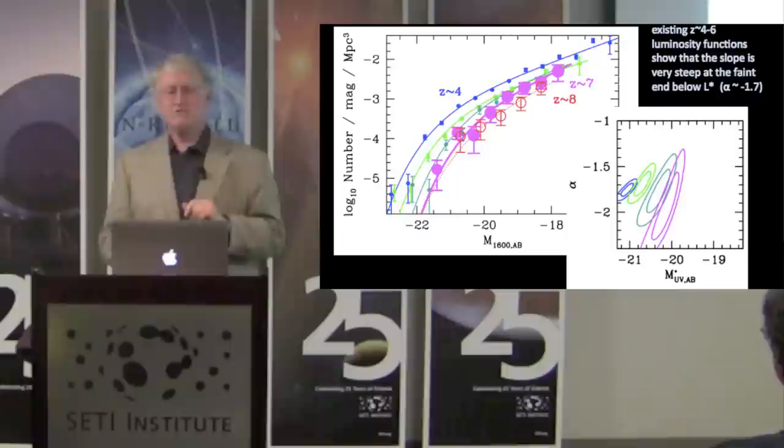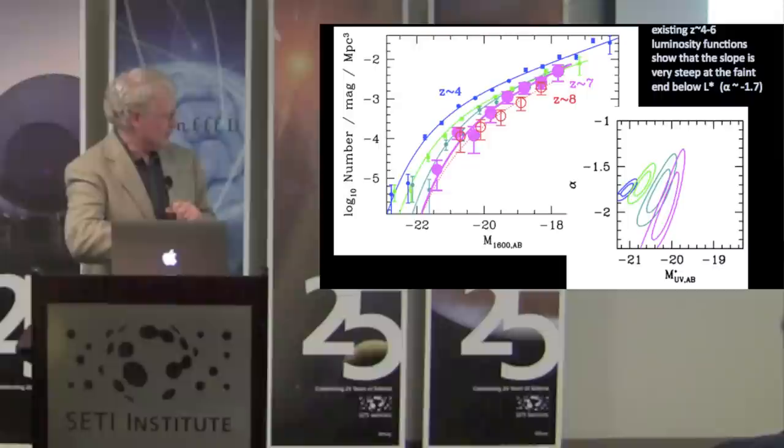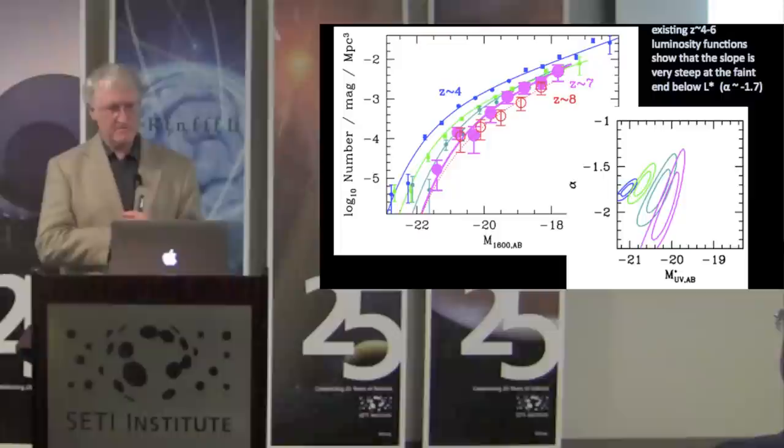So the other thing I mentioned earlier is the steepness of the slope at the faint end. Now on the same graph here, we can look at M star, but now I'm interested in alpha. So alpha is the slope at the faint end. And here you see it doesn't change very much. This is the M star change here. Alpha is consistent with being fairly flat, not changing a lot, and it's steep. It's much steeper at the current time.